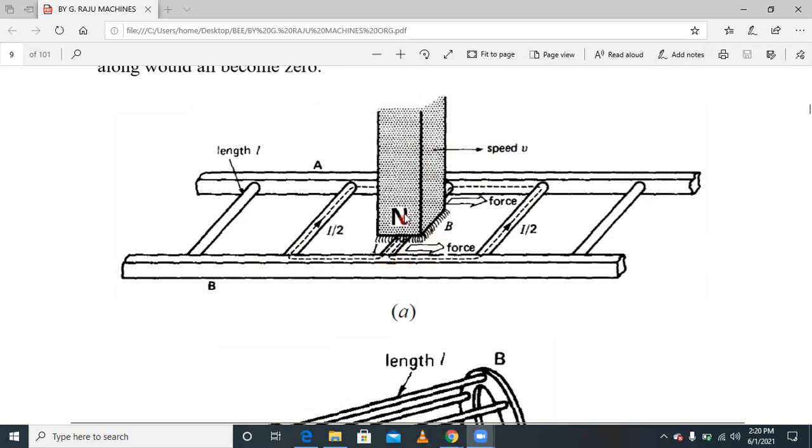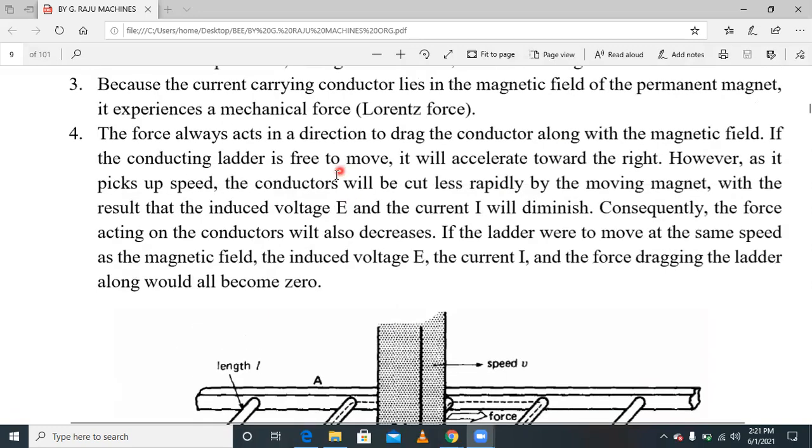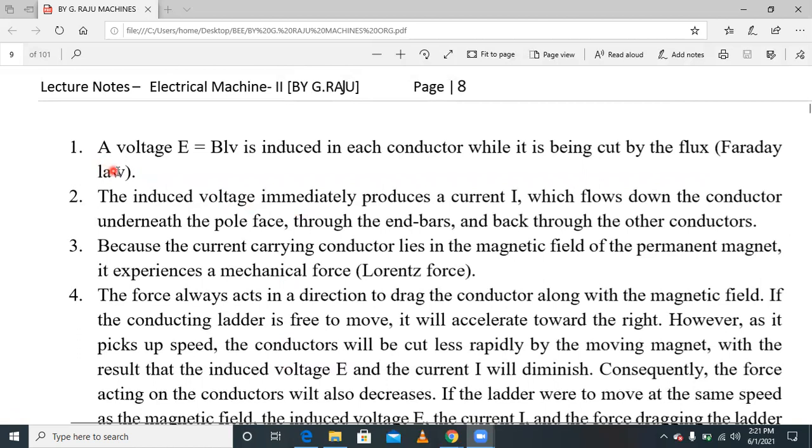Because of that, there is a relative speed between the stator rotating magnetic field and the rotor, like this permanent magnet moving in this direction. Am I right or not? Because of this relative speed, an EMF is induced in this rotor. You can easily understand the concept one by one here.